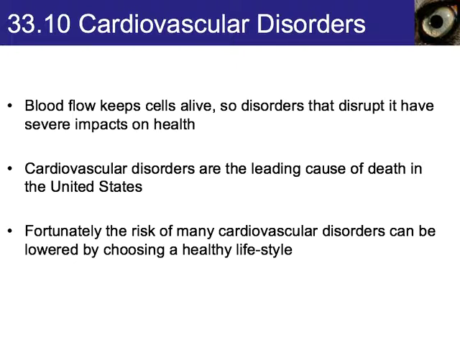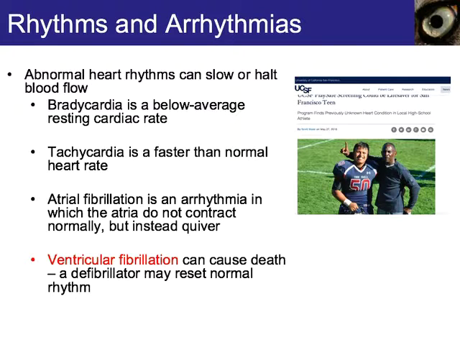Blood flow keeps cells alive, so disorders that disrupt it have severe impacts on health. Cardiovascular disorders are the leading cause of death in the United States. Fortunately, the risk of many cardiovascular disorders can be lowered by choosing a healthy lifestyle. An example of a cardiovascular issue is rhythms and arrhythmias. Abnormal heart rhythms can slow or halt blood flow.